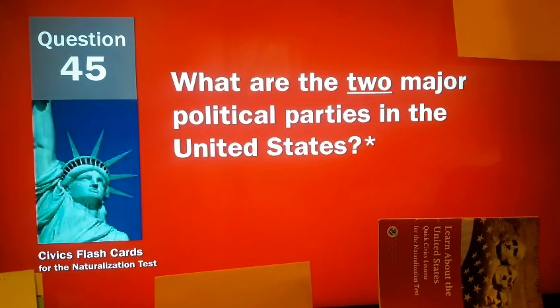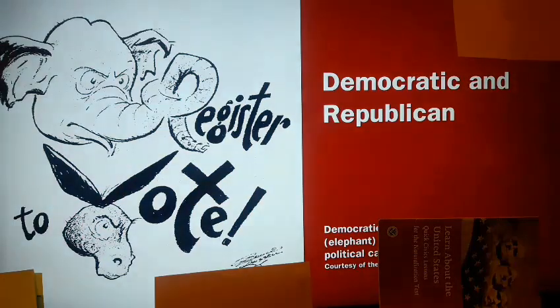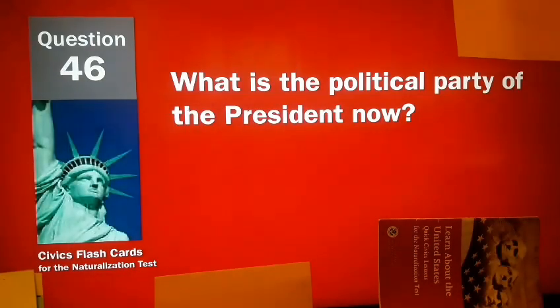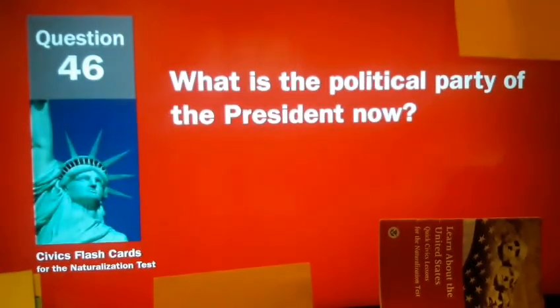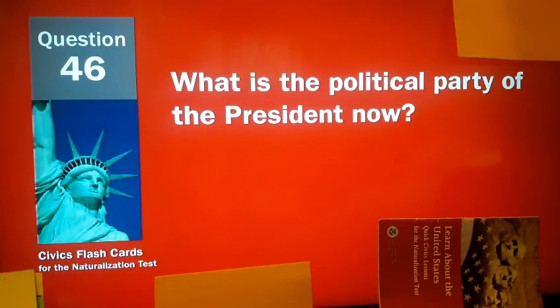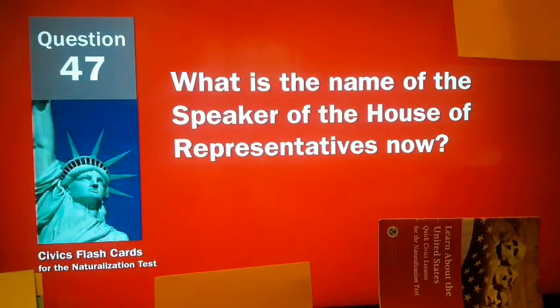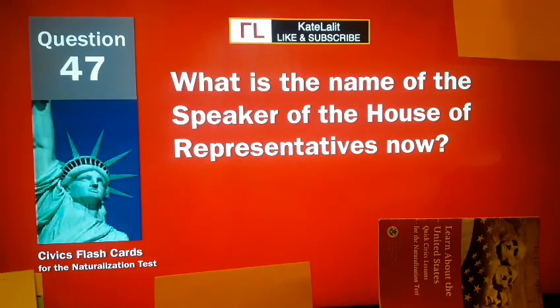What are the two major political parties in the United States? Democratic and Republican. What is the political party of the president now? Republican Party. What is the name of the Speaker of the House of Representatives now? Nancy Patricia D'Alessandro Pelosi. Nancy Pelosi.